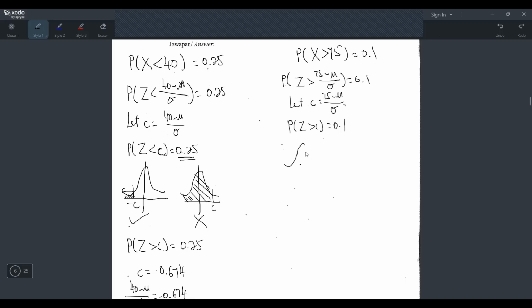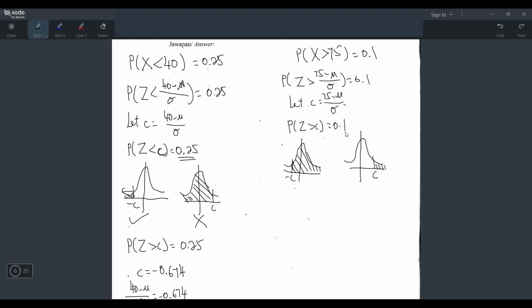And now it's time to locate two bell shapes. Why do you have to locate two? Because you don't know whether your C is negative or positive, so you want to try both and see which one makes sense. This time it is bigger, so we shade the right side. Now you have to look at the area. Your area is 0.1, which is smaller than 0.5.